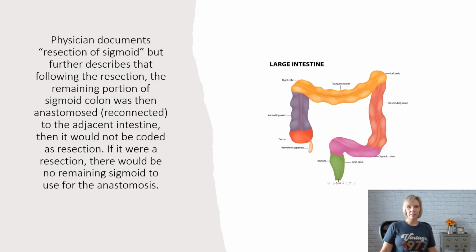For instance, if the physician's documentation states that the procedure performed was a resection of the sigmoid colon, but the operative report further describes that after removing the sigmoid was then anastomosed, meaning connected to the adjacent intestine, it would not be classified as a resection. This is because if it was a resection, there would be no remaining sigmoid available for the anastomosis to be done. Because the documentation does indicate that there was sigmoid colon left for anastomosis, we know that it was not completely removed and the correct root operation is excision.